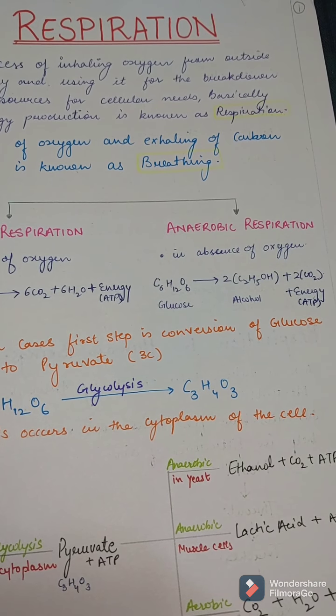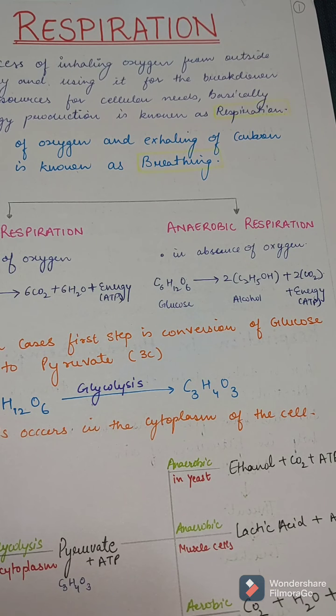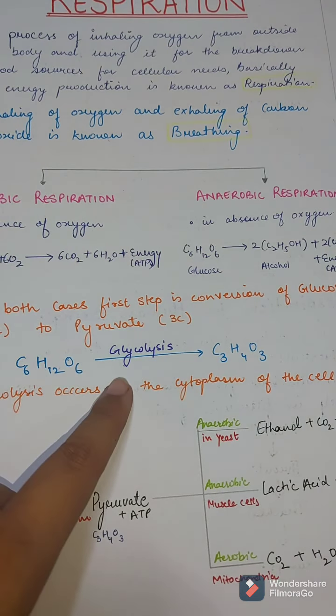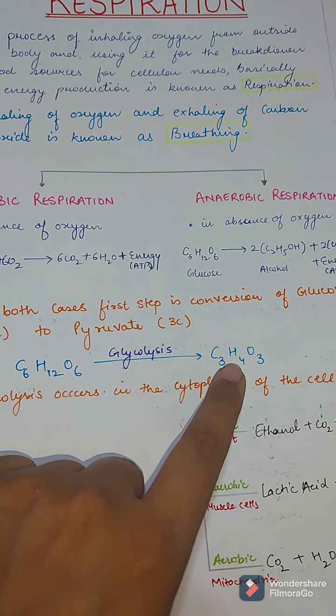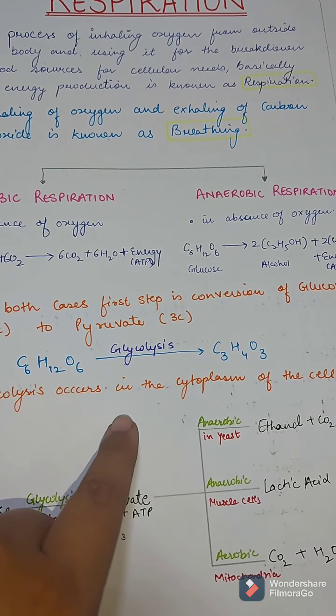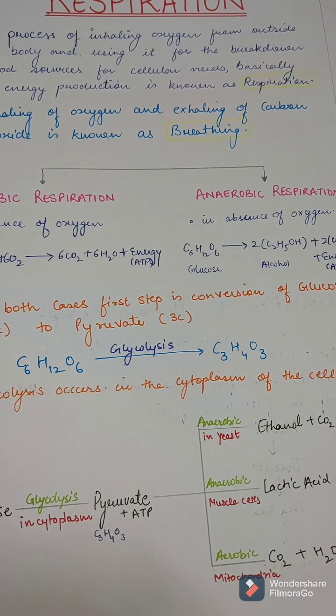Whereas in anaerobic respiration, glucose is converted to 2 molecules of alcohol, 2 of carbon dioxide and energy in the form of ATP. So we must note that in both the cases, the first step is the conversion of glucose to pyruvate. Pyruvate is a 3 carbon molecule and glucose is a 6 carbon molecule. So the process of conversion of glucose to pyruvate is known as glycolysis. And this glycolysis occurs in the cytoplasm of the cell.